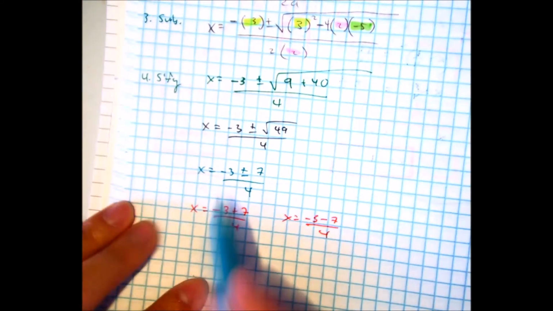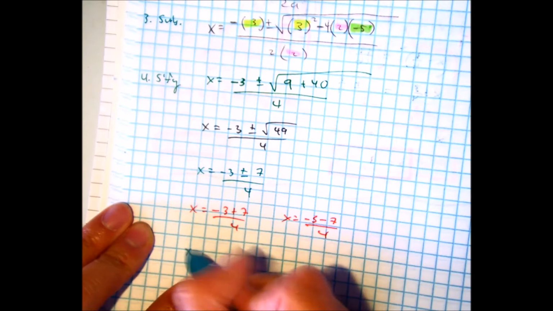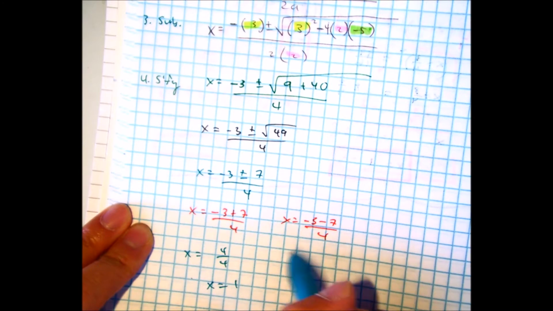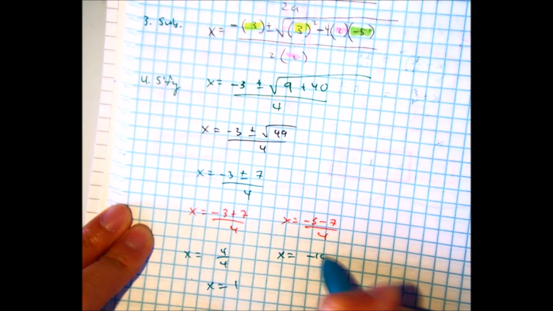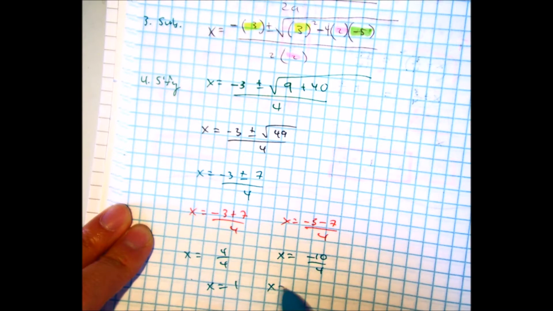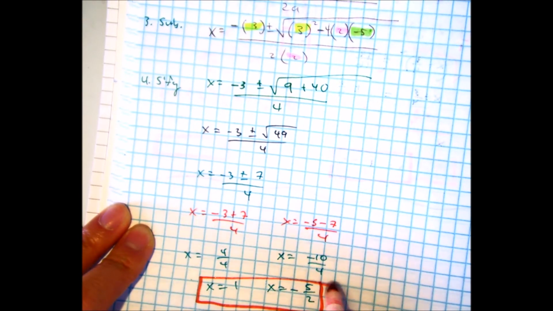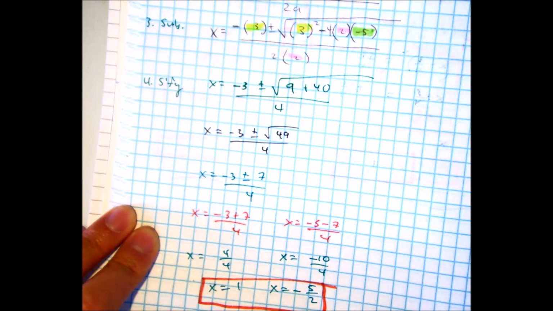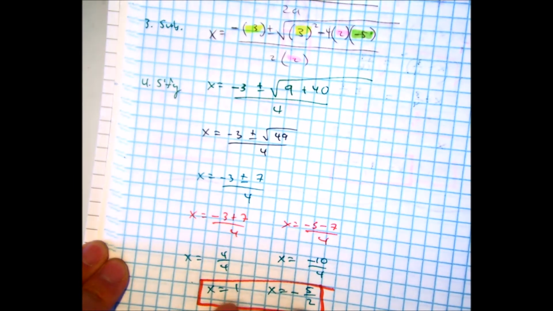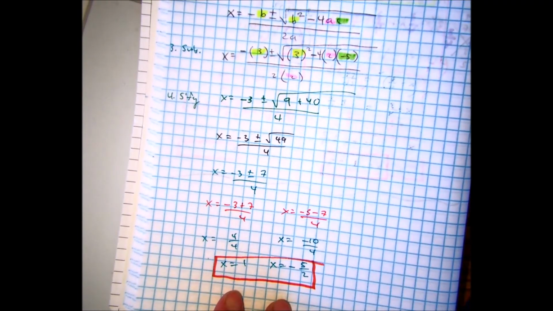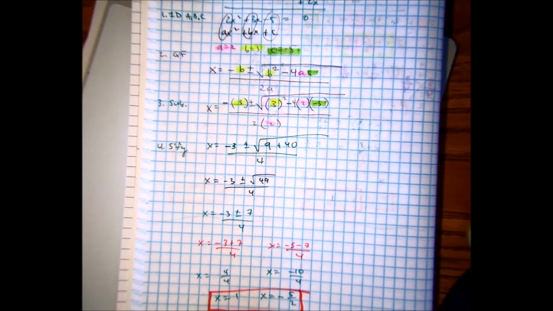Class, negative 3 plus 7 is 4, and 4 over 4 is 1. Negative 3 minus 7 is negative 10, and negative 10 over 4 is negative 5 over 2. Huh. Those two solutions probably tell me that it would have been really easy to use factoring in this problem. It would have worked. But the quadratic formula still works.